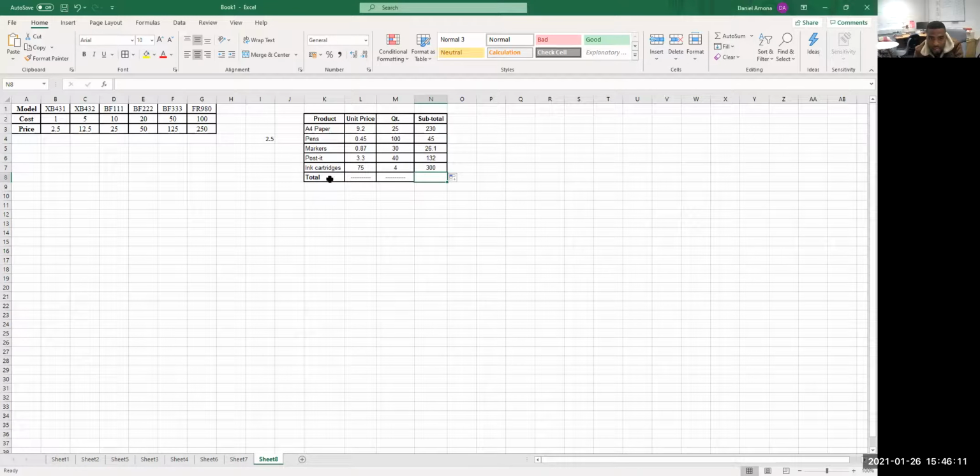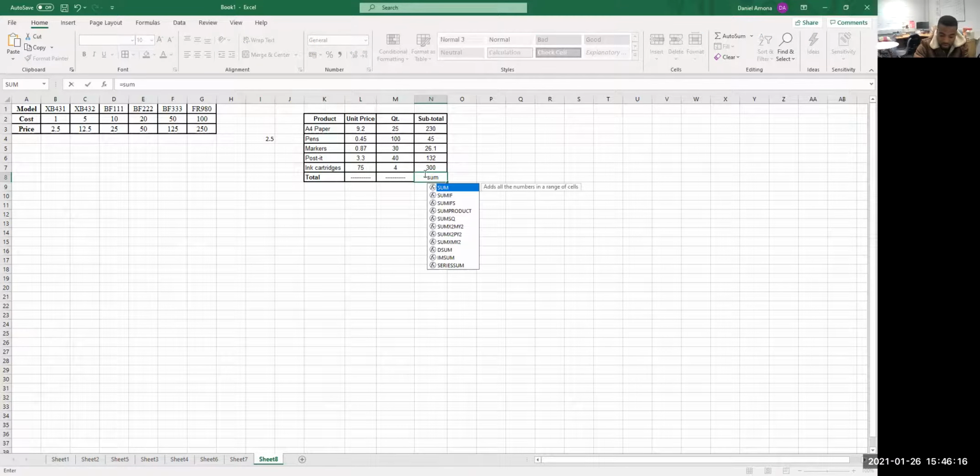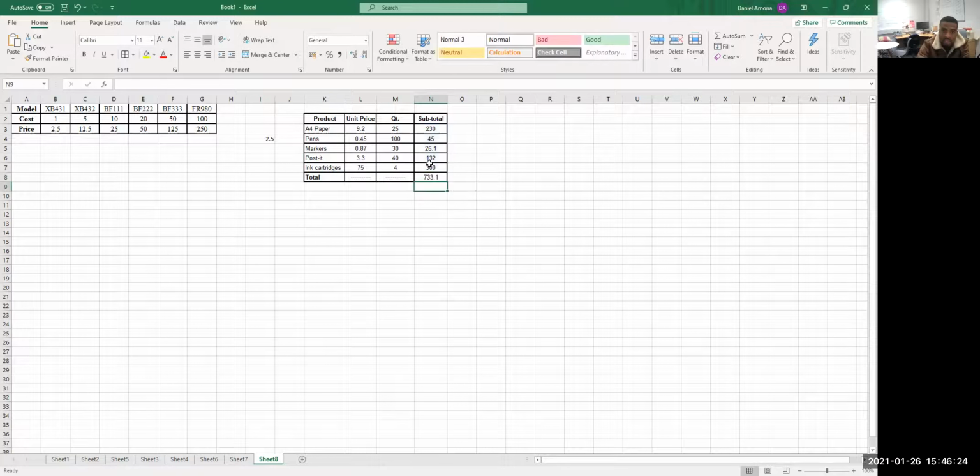To get the grand total, remember what we do for grand total is sum. You just go ahead and open the bracket, click from here down, close your brackets, and enter. And that's the grand total. So this is the grand total of the purchases that the University of Roehampton will make based on the quantity and the unit price.